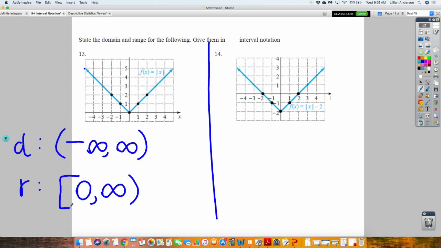On your desk, I want you to do this one. Because remember, absolute value turns everything to positive. So if you plug in a negative x value, no matter what, your y value is always going to be positive. So that's why it looks like a V.